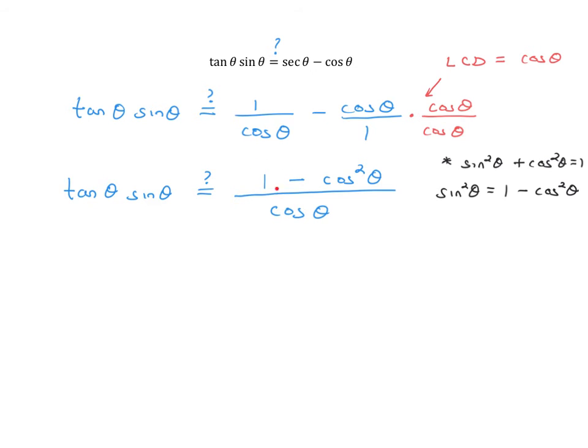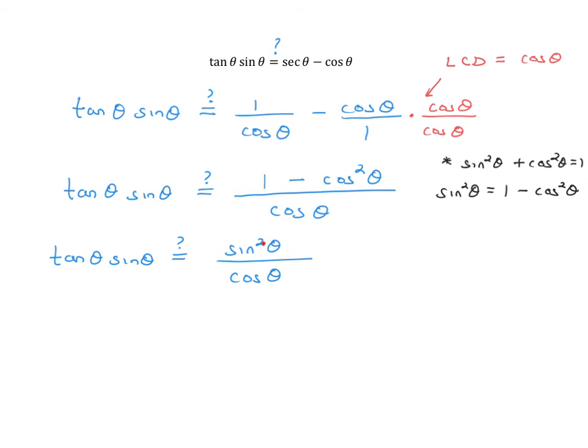So this thing right here, this 1 minus cosine squared, is actually equivalent to sine squared. So I'm going to replace this with this. Let's try it out. Again, I'm not doing anything to the left. But on the right, 1 minus cosine squared is equivalent to sine squared of theta, and that's being divided by cosine of theta. I feel like we're getting pretty close here.